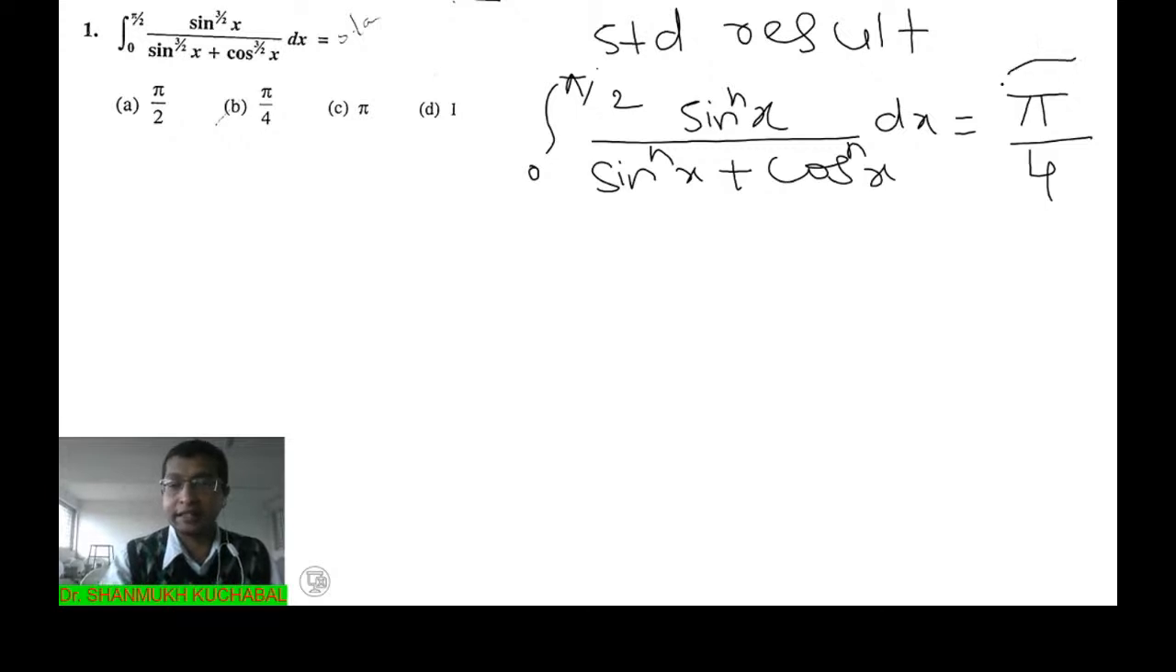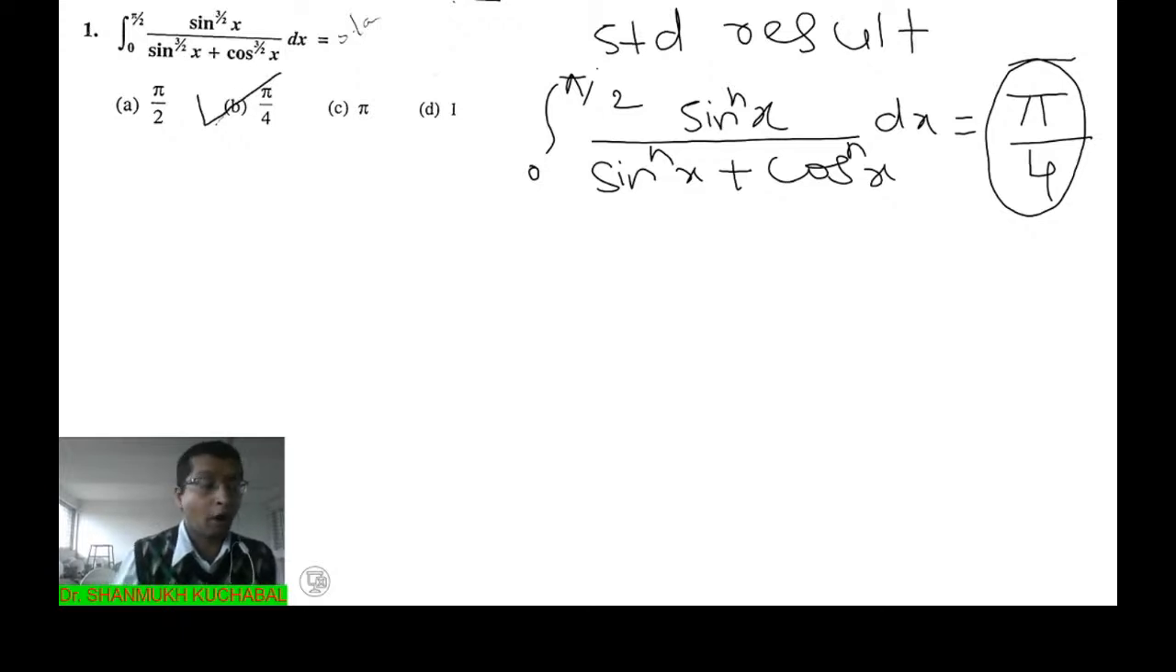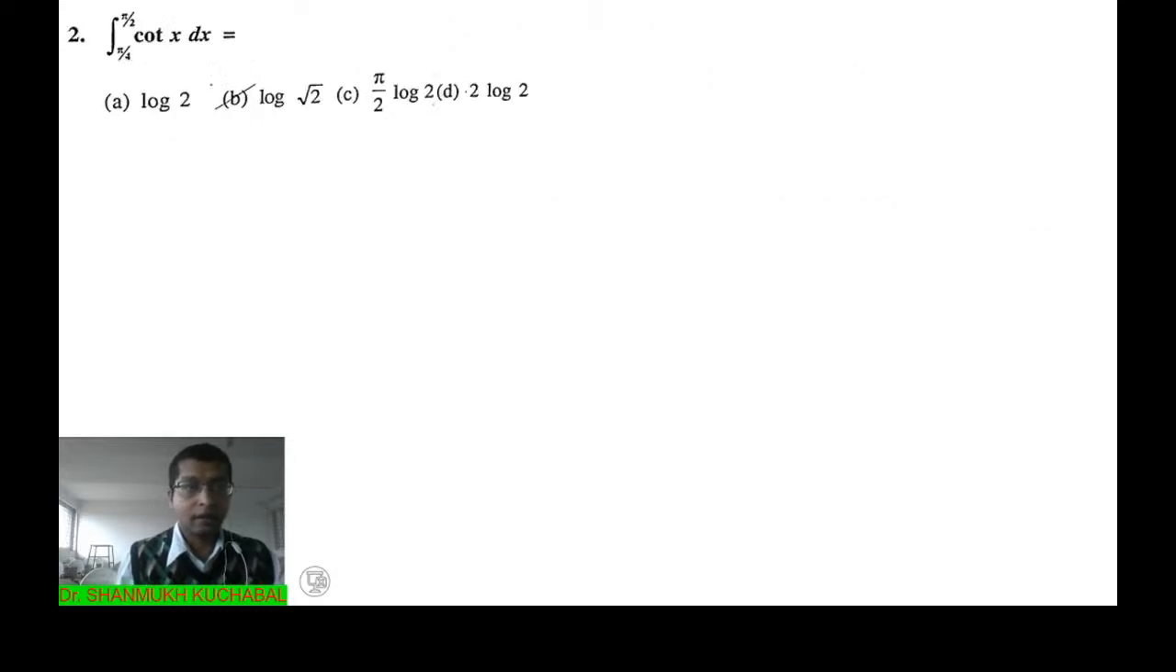The answer is independent of n. Therefore, using this property of integration and a formula, the right answer is pi by 4. That is option B is the right answer. We'll move to the next example.